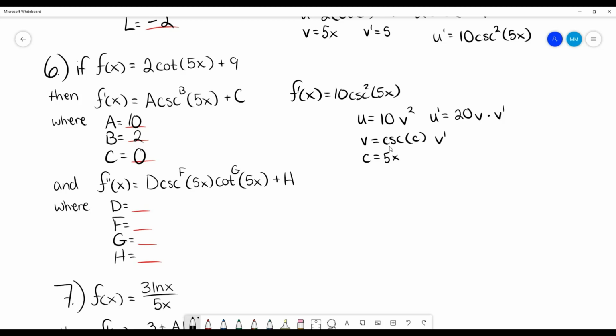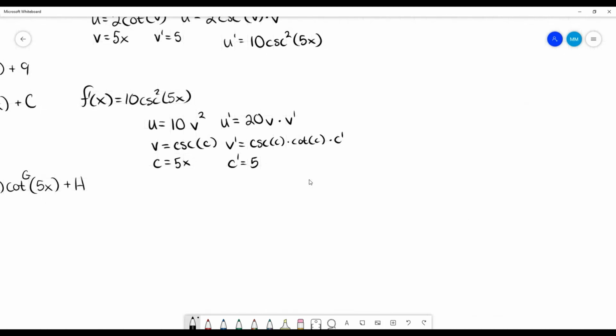The derivative of our first inside, since this is still a chain, we're going to take the derivative of cosecant, which is just cosecant times cotangent, and then times the derivative of our inside, and the derivative of our inside is just 5. So then plug that all back, right? So that first bit is going to be cosecant of 5x times cotangent of 5x, all times 5. And if I plug all of this back in for my v prime, that's going to be 20 times cosecant of 5x times 5 times cosecant of 5x times cotangent of 5x.